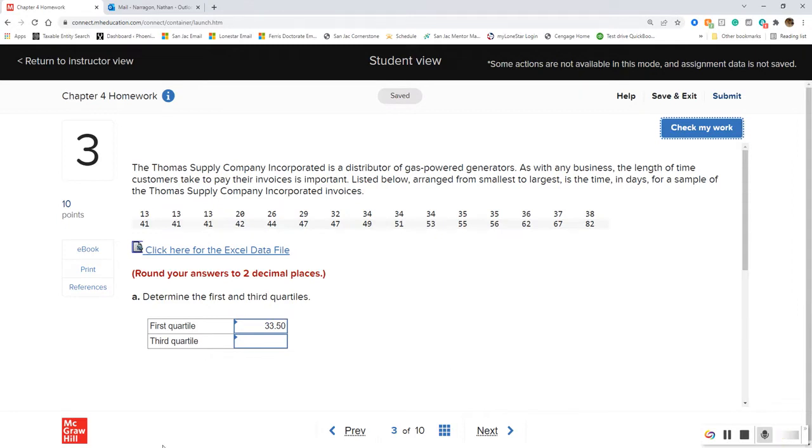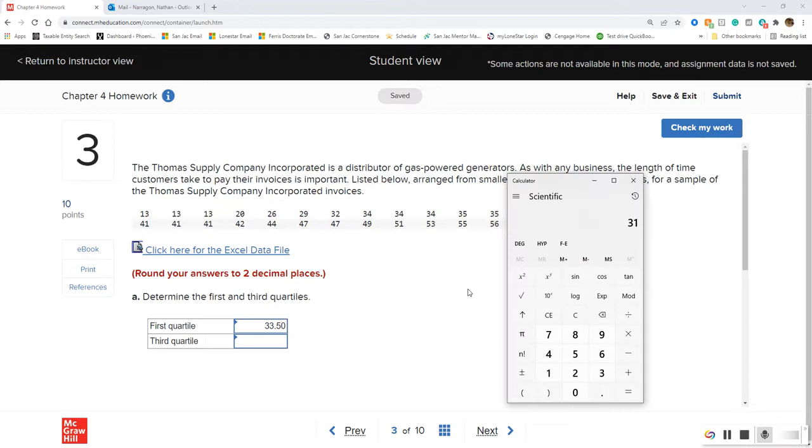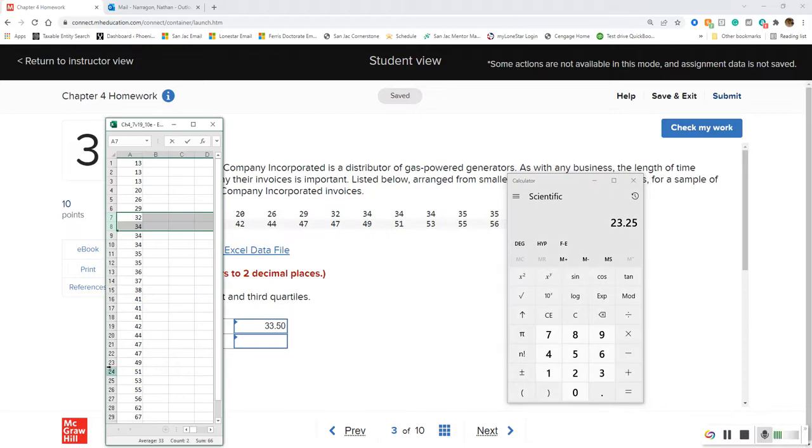Third quartile. So again, calculator. We already know it's 31 times 0.75. This is going to be in between the 23rd and 24th because I have a decimal again. So using our Excel, 23, 24. So again, same thing. I'm going to take on the calculator the highest, which was 51, minus the lowest, 49. Again, I'm with 2. And multiply it by 0.25.